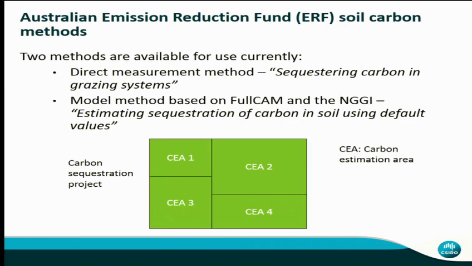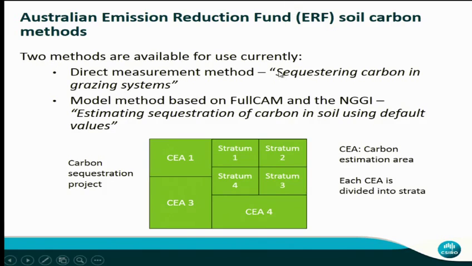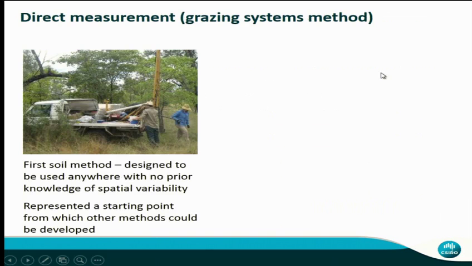But the carbon estimation area is the place in which you're going to do your groundwork. And then what we're saying is inside each of those areas, you break it up into different strata. And then you'd be measuring carbon by compositing across the strata. So in a minute, as I go through the next slides, I just want to make sure everybody had an idea of what a project was, what a CEA was, and what the strata were. It doesn't have to look like that. It can look very different from that.